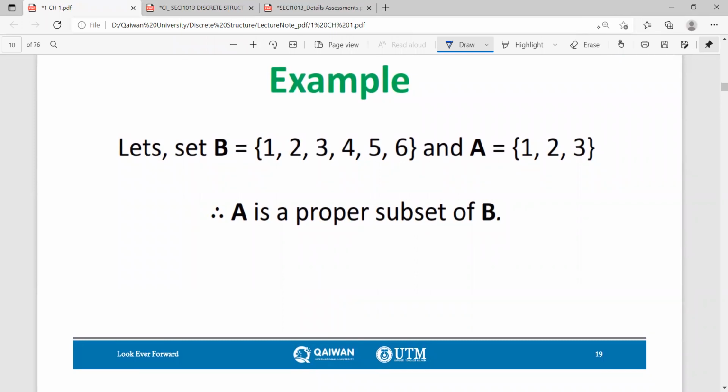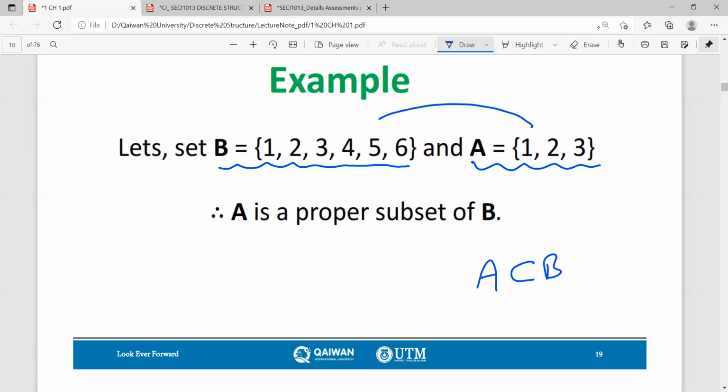And here we have another example. It's about proper subsets. We say B is the set of 1, 2, 3, 4, 5, and 6. And A is the set of 1, 2, and 3. Here we can say A is a proper subset of B because A belongs to B, but is not equal to B. That's why we say A is a proper subset of B. And we also can say A is a subset of B. We can say that also.